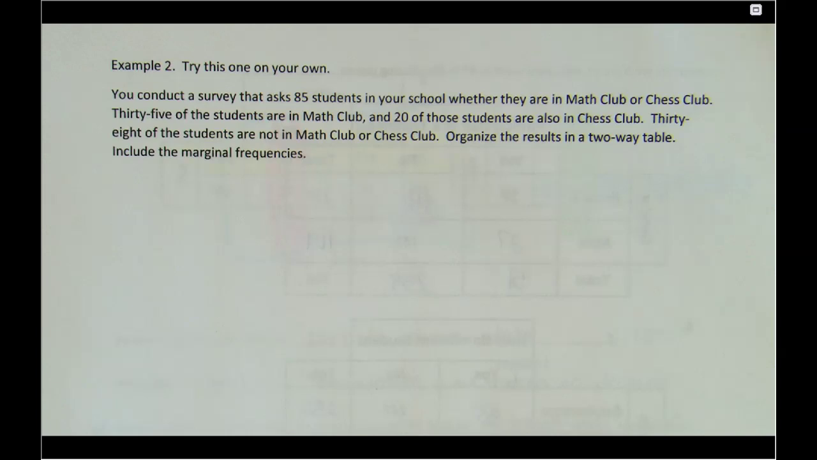Yes. Then I need a row like this. You don't need that right there. What did you say, Tyler? So 35 of the students are in math club, so that's this now. All of those students, 20 of those students are also.